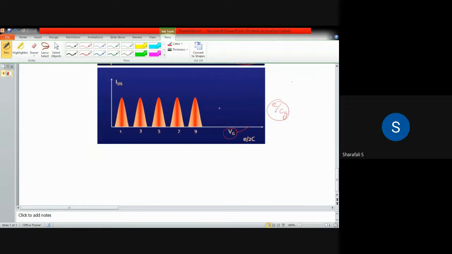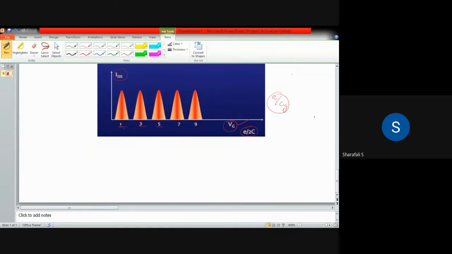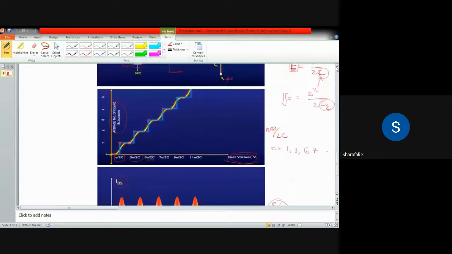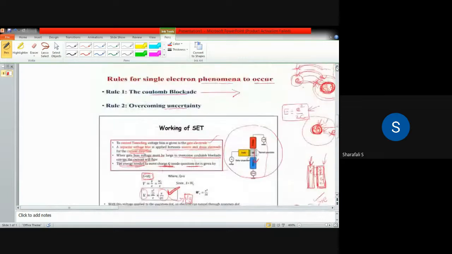And that we can represent like this for different E by 2C values. You can see here 1, 3, 5. So this is 1 E by 2C, 3 E by 2C, 5 E by 2C. So we can have some kind of oscillations here for the current. So this is the drain to source current, IDS. So this is how the single electron transistor will work.